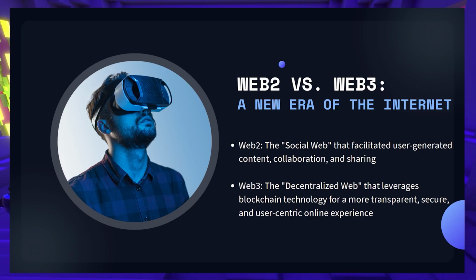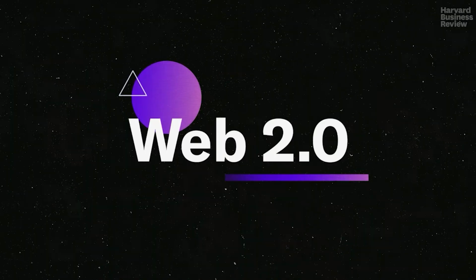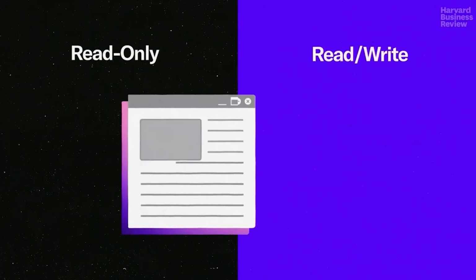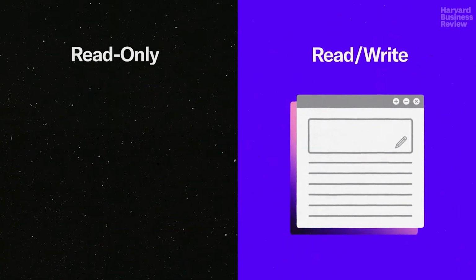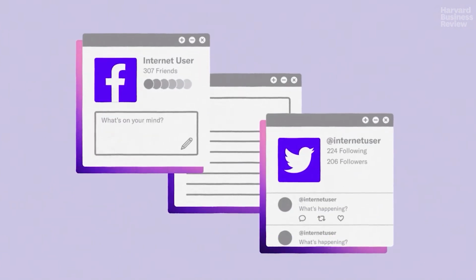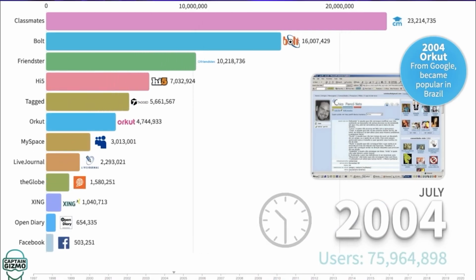Let's get started. First of all, we need to understand the difference between Web2 and Web3. Let's dive into Web2, often referred to as the social web. Web2 emerged in the middle 2000s and fundamentally transformed the internet as we knew it. It introduced the concept of user-generated content, collaboration, and sharing, which revolutionized the way we communicate and access information.